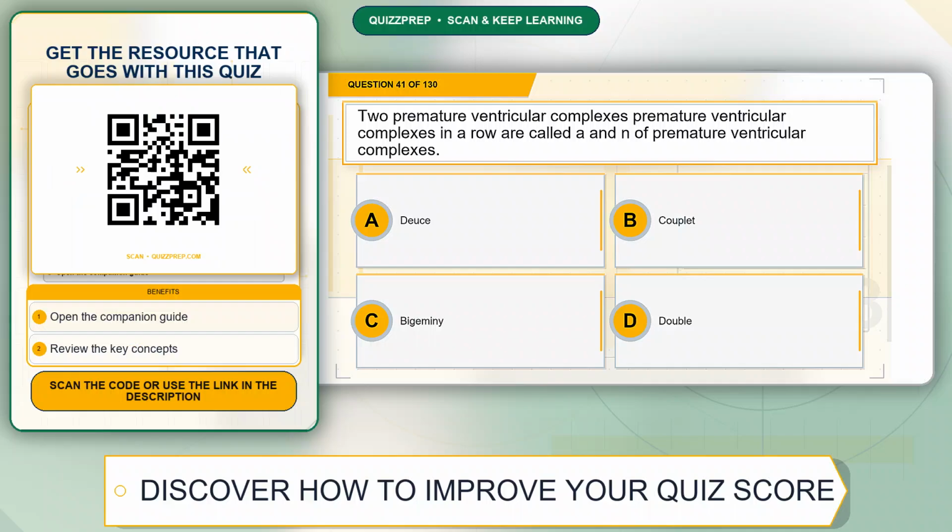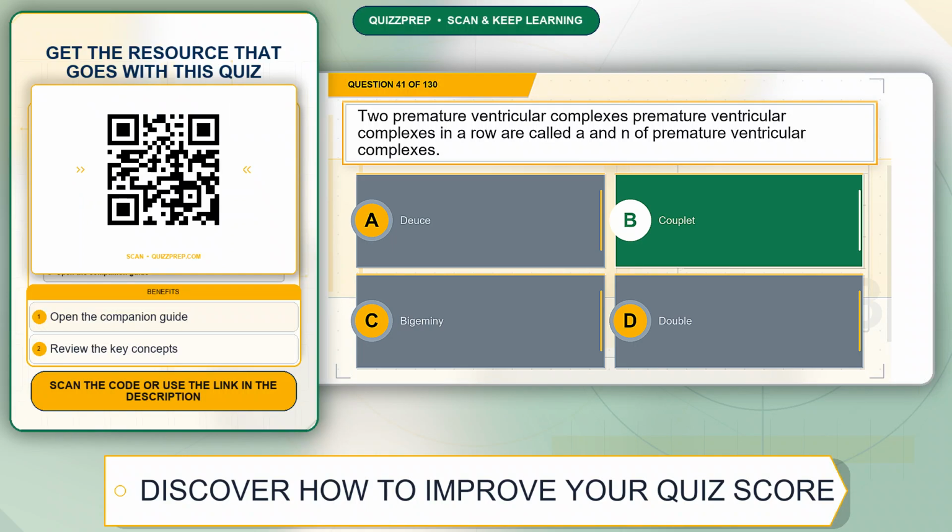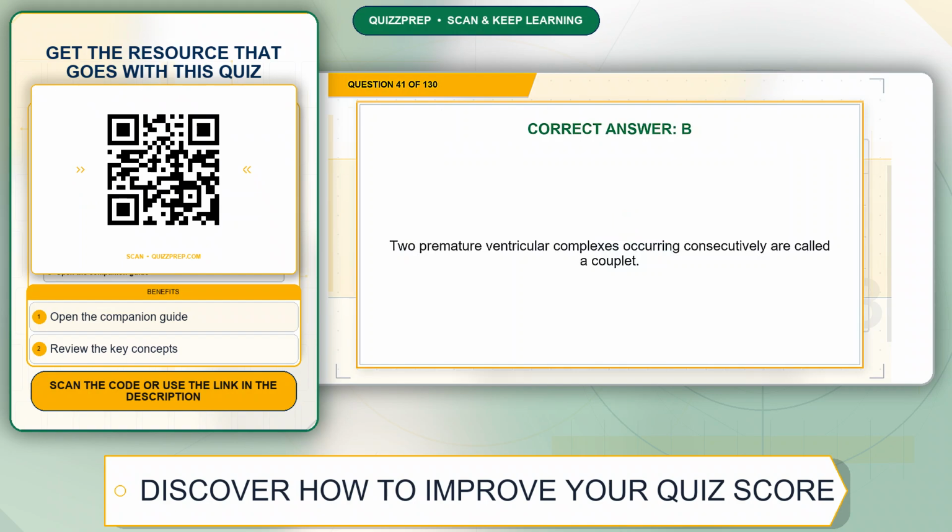Question 41. Two premature ventricular complexes in a row are called a blank of premature ventricular complexes. Option A, deuce. Option B, couplet. Option C, bigeminy. Option D, double. The correct answer is option B, couplet. Explanation. Two premature ventricular complexes occurring consecutively are called a couplet.